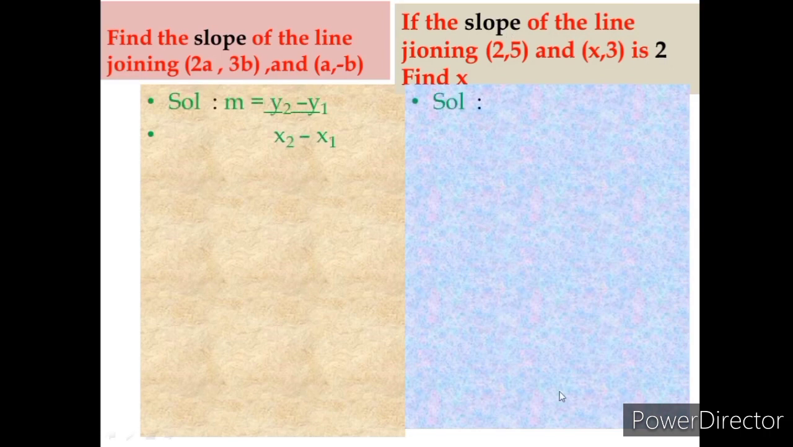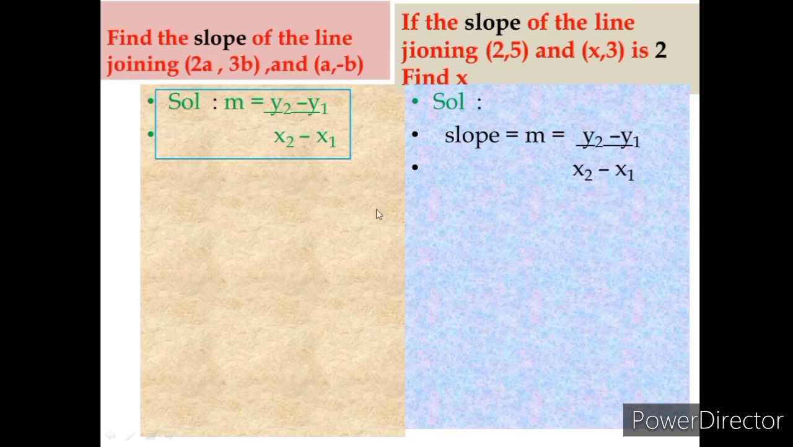In the solution, write down the formula: m is equal to (y2 minus y1)/(x2 minus x1). Here also the concept is slope, therefore you write the slope formula. You can take this as x1, y1 and this as x2, y2. Thereafter you substitute. Here y2 is minus b, y1 is 3b, x2 is a, and x1 is 2a.